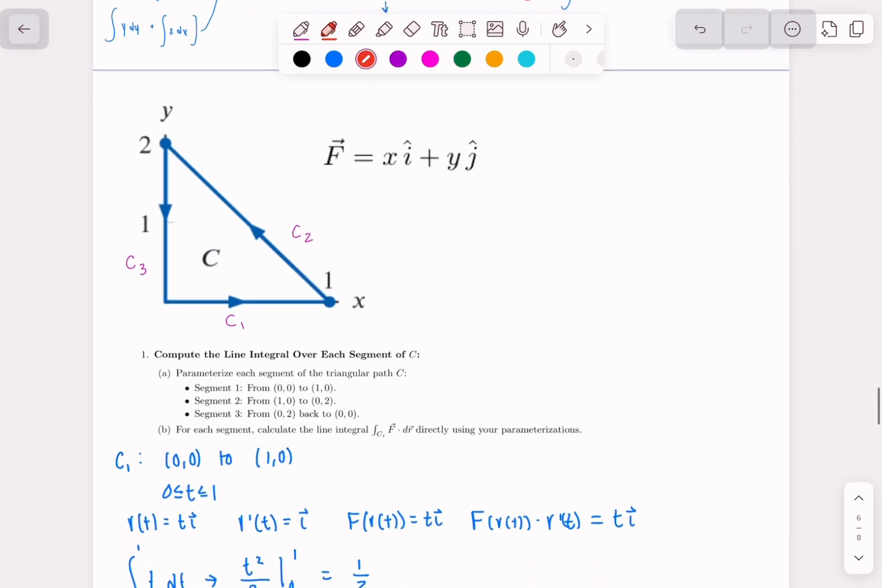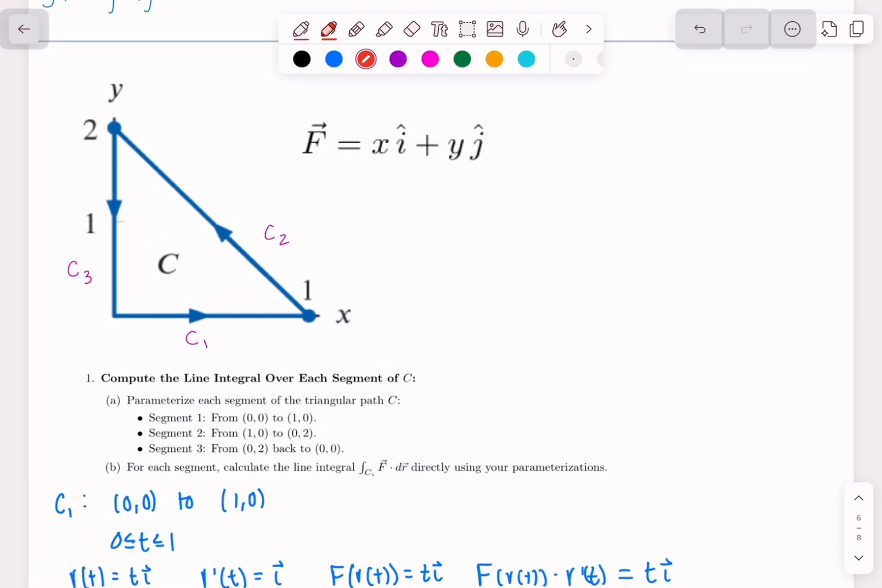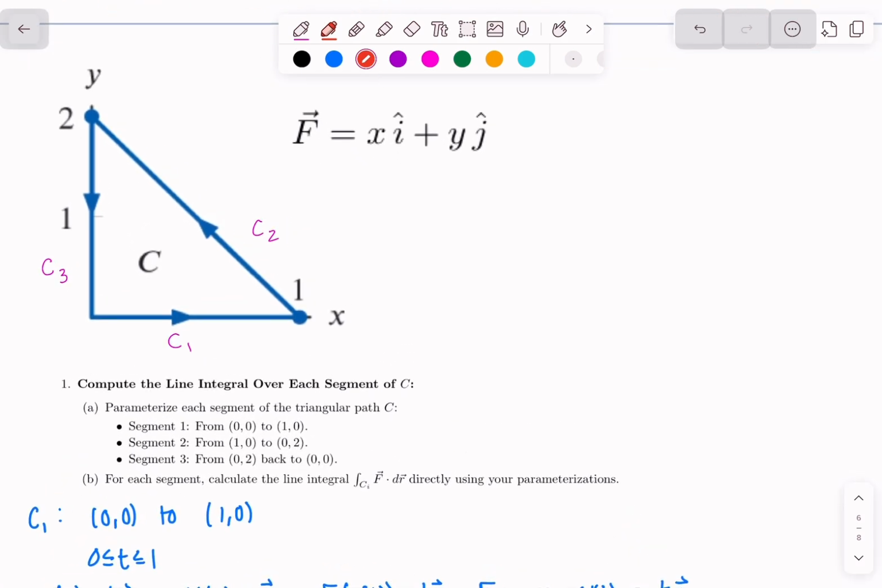Going on to problem 2, this is a little different. It is a closed surface, and we have 3 different lines. I noted them as C1, C2, and C3 going in the counterclockwise direction. We have the same vector field xi plus yj.